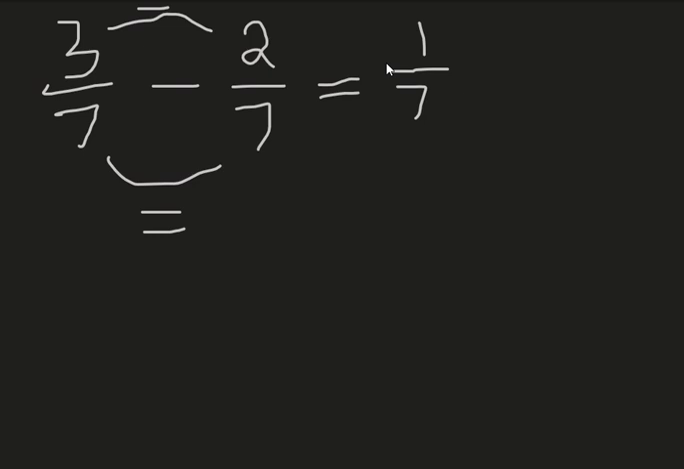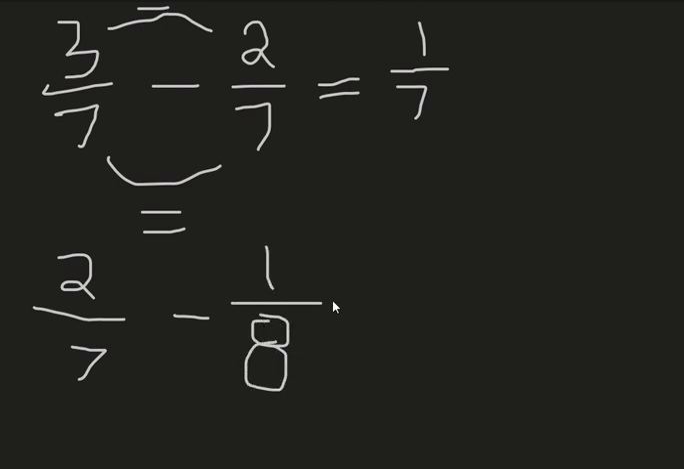But what if the denominators are not the same again? Like in addition, you basically do the same thing. Let me show you an example. 2 over 7 minus 1 over 8. Now as you can see, the denominators are not the same. We can make the denominators the same by doing cross multiplying. We multiply both of these numbers by 8 and both of these numbers by 7. So let me show you how.